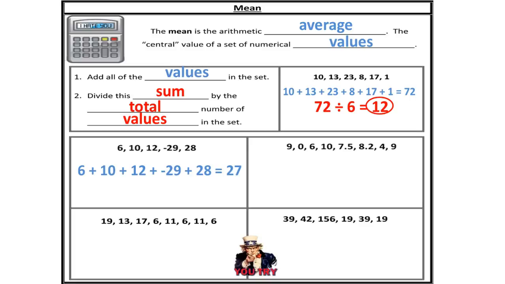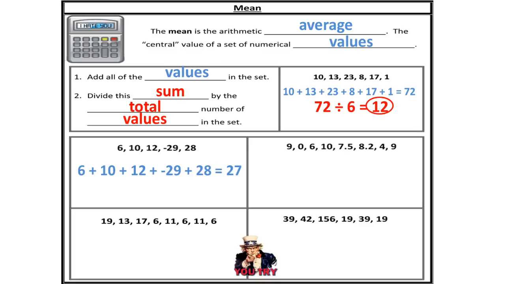That negative 29 should not change how you do the problem. Remember, we're taking individual values and adding them together. 6 plus 10 plus 12 plus negative 29 plus 28 equals 27. Whether you do this using the order of operations or you try plugging that all into your calculator.